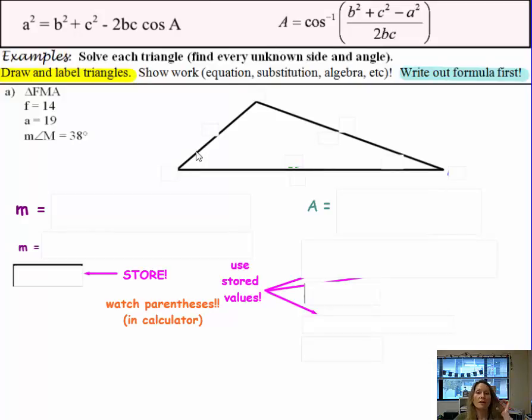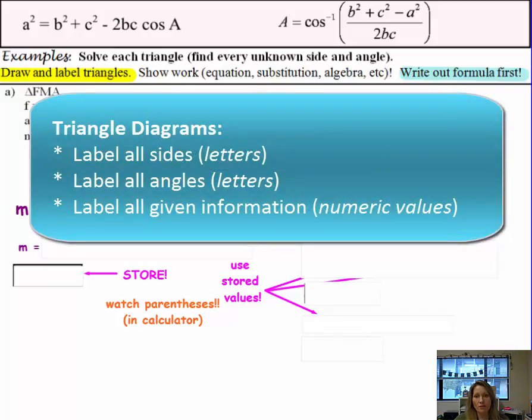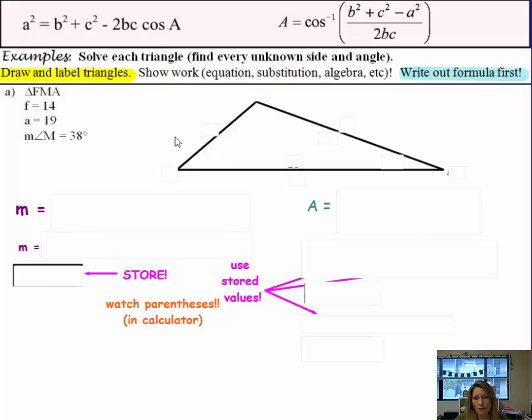And so for every problem, you're always going to have to draw and label a diagram. And whenever you draw and label a diagram, you have to label all of the side lengths with letters and whatever numbers that you know, and all of the angles with both letters and any given information. And try not to make all of your triangles appear to be equilateral or isosceles triangles. We want to mix them up just a little bit.